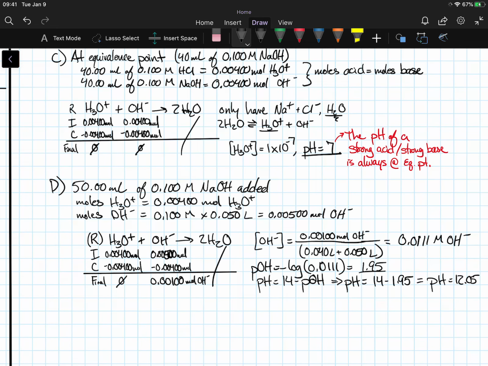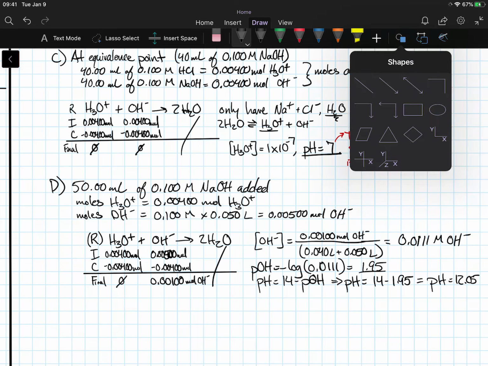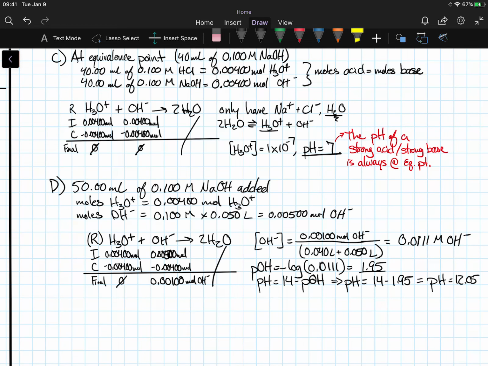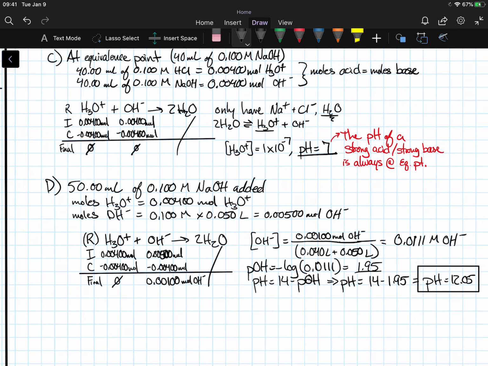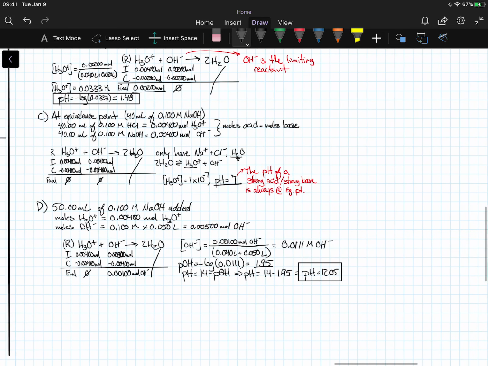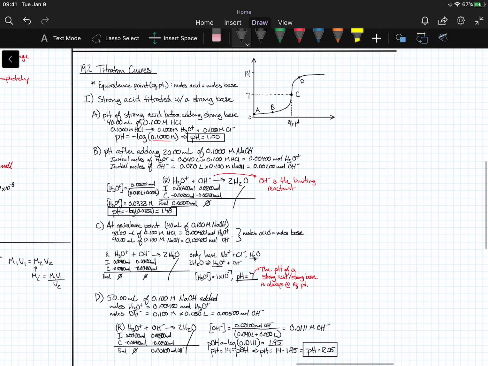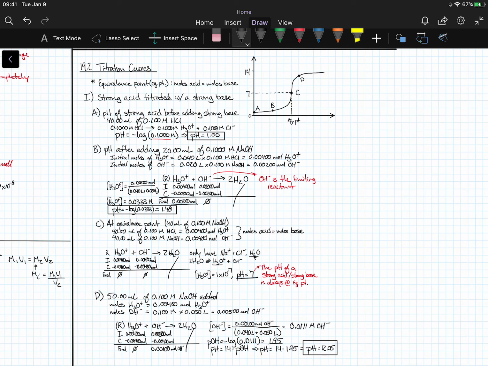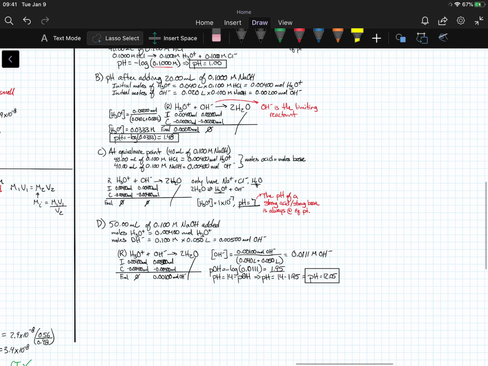And just a quick critical thinking check. That is very basic, and it should be, because we are essentially out of H3O+, and all we are adding is strong base hydroxide to the equation. So if we go back and look at point D, we are pretty much at the top end of the pH scale. We should be in the basic region, and we are with that pH.